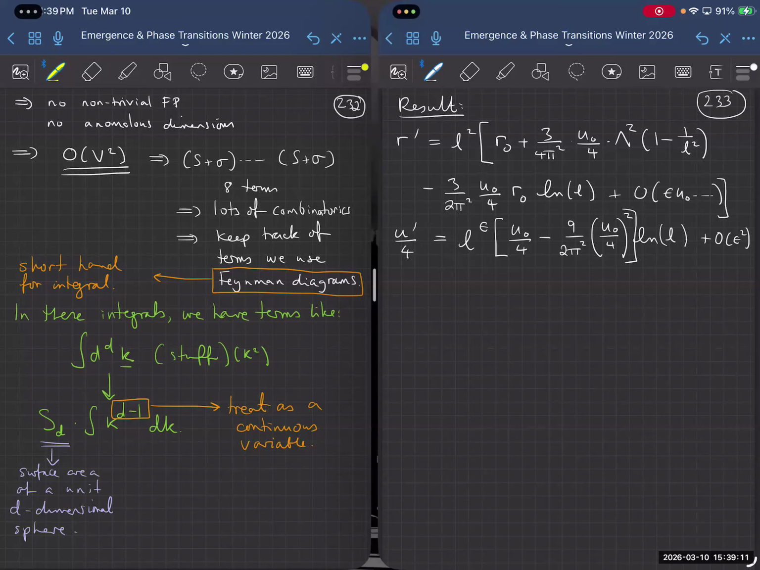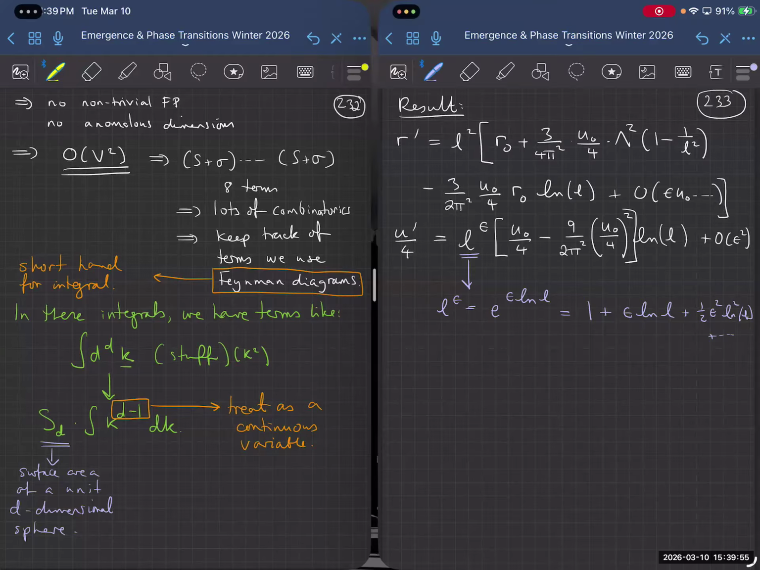What do we do next? We find the fixed points, then we do the linearization and find the exponents. So the first thing is we've got this L to the epsilon. Remember what we do with a thing like L to the epsilon: I could write that as e to the epsilon log L, and then I can write that as 1 plus epsilon log L plus 1/2 epsilon squared log squared of L, dot, dot, dot.